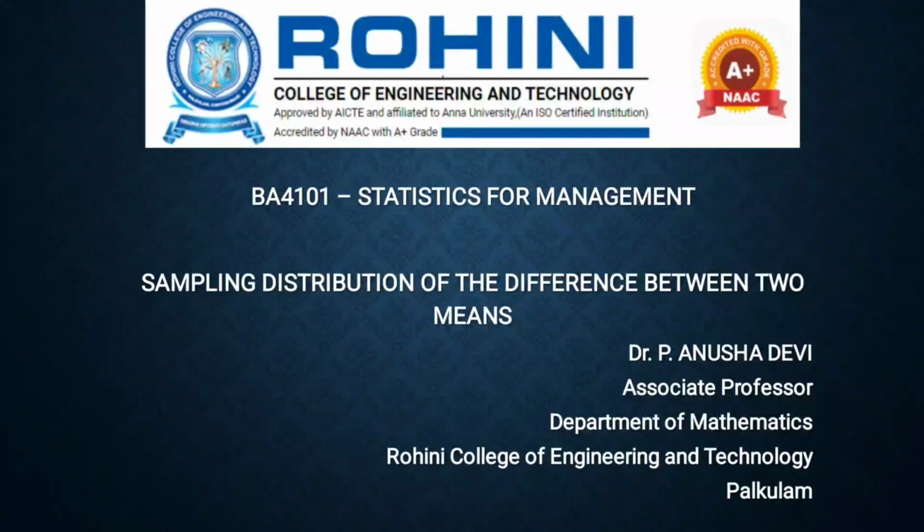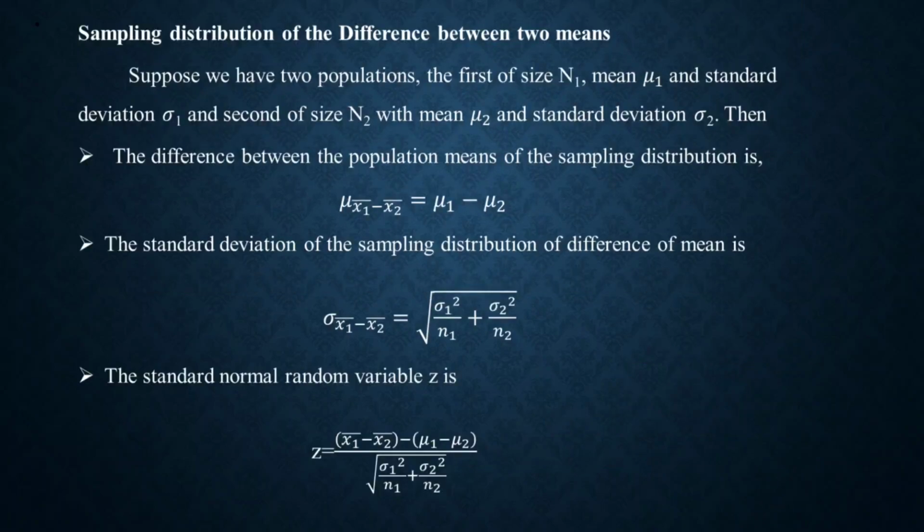Hey everyone, in this video we shall see the topic sampling distribution of the difference between two means. Sampling distribution of difference between two means. Suppose we have two populations. The first population is of size n1 with mean mu1 and standard deviation sigma 1, and the second population is of size n2 with mean mu2 and standard deviation sigma 2.